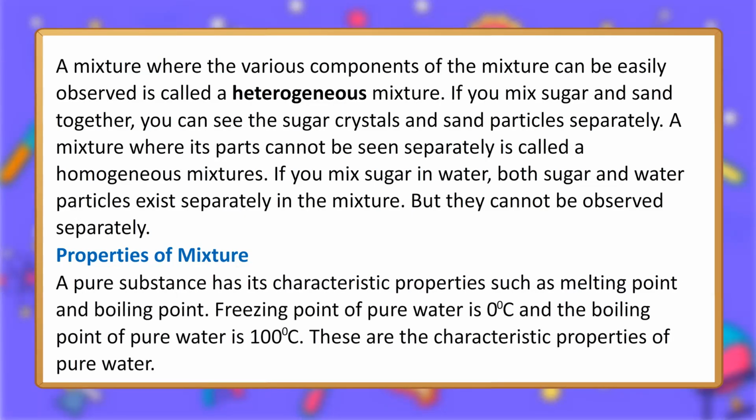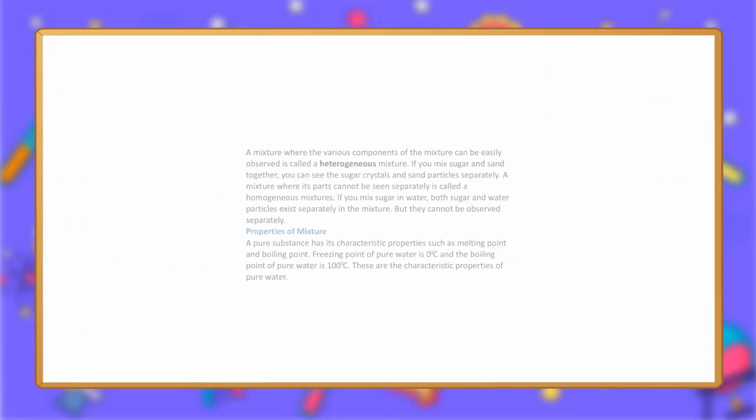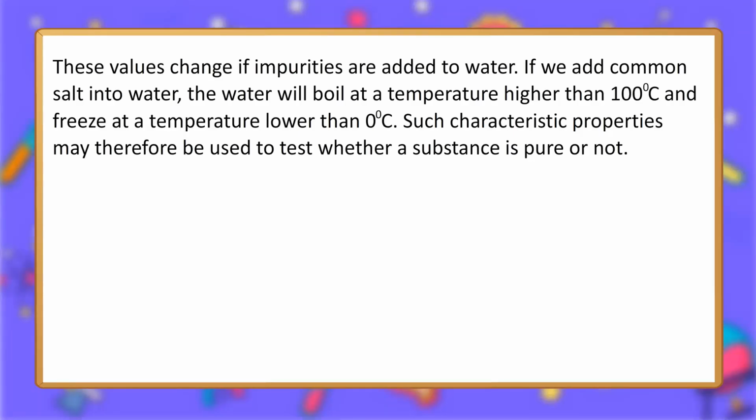Properties of mixture. A pure substance has its characteristic properties such as melting point and boiling point. Freezing point of pure water is 0 degrees Celsius and the boiling point of pure water is 100 degrees Celsius. These are the characteristic properties of pure water. These values change if impurities are added to water.